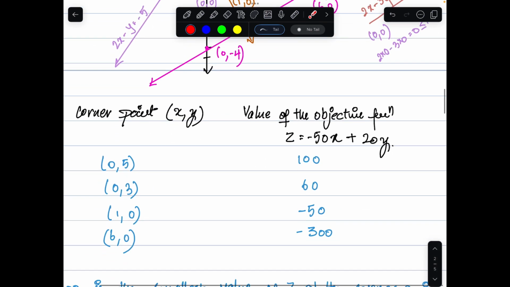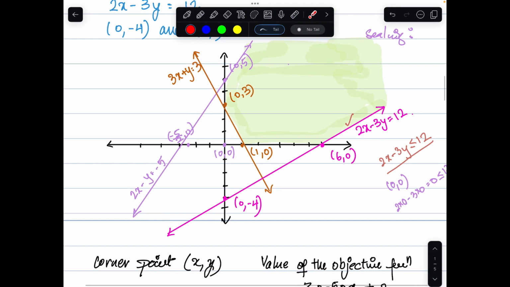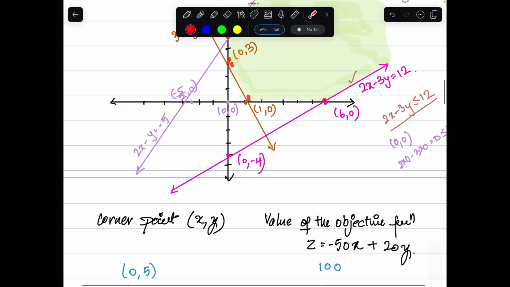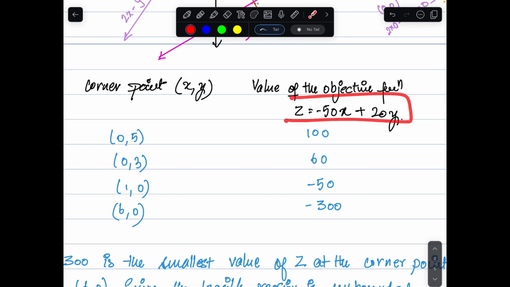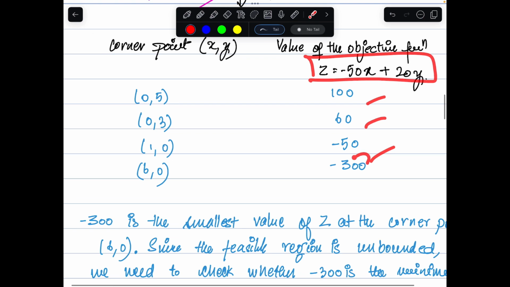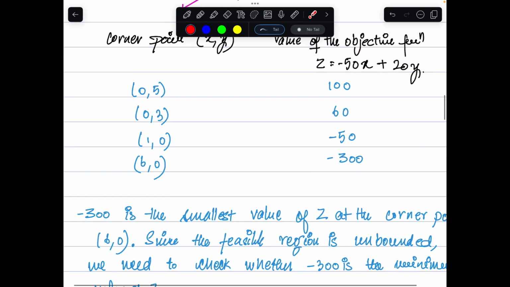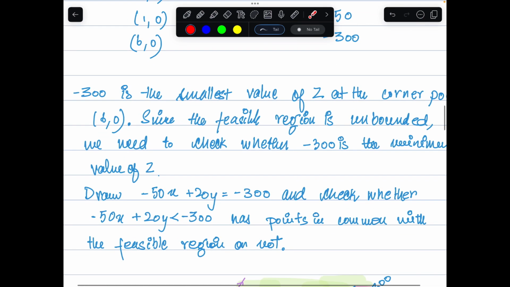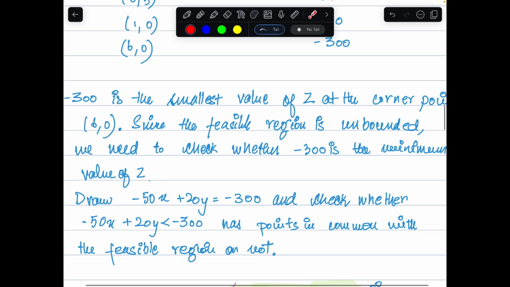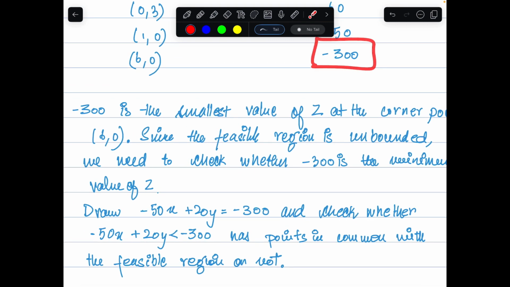Now, what do we actually do to get the minimum? We just take the critical points, that means the boundary points, and substitute them in the objective function and get the value. Now we were talking about the minimum, so we could see that minus 300 is the minimum. But this comes as a 5 marks question most of the time, and what students do is they just stop here. They got the value and think that's the answer. But that's not the answer.